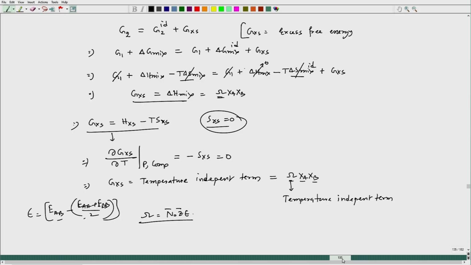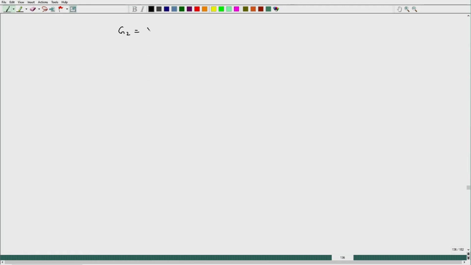Now, once we know that omega is a constant, we can go and treat our expression for the partial molar Gibbs free energy, or the chemical potential. In terms of activity, we can write G2 as Xa Ga bar plus Xb Gb bar, where Ga bar equals Ga naught plus RT ln Aa, and Gb bar equals Gb naught plus RT ln Ab.